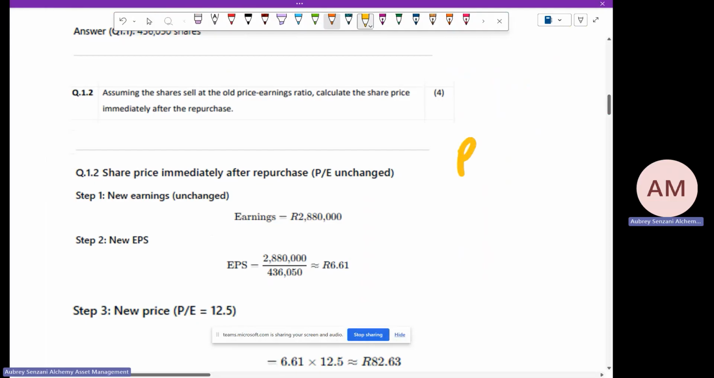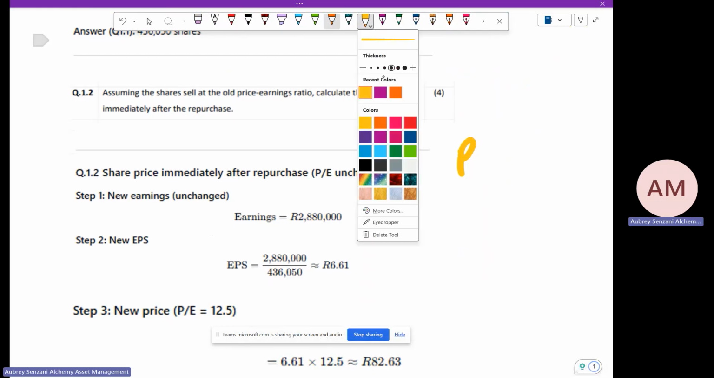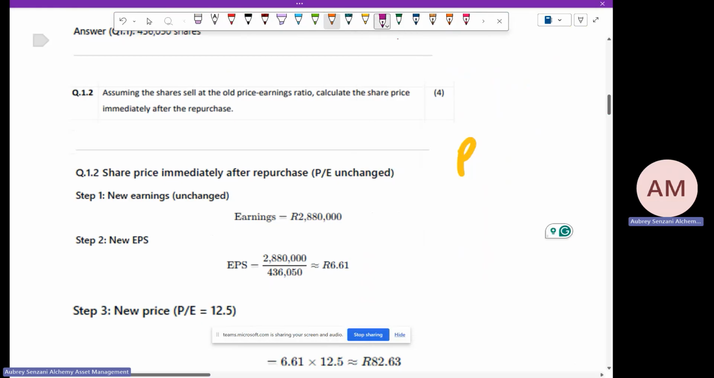Let me use a different color. I think these things are now too thick. Or let me, this one thinner.